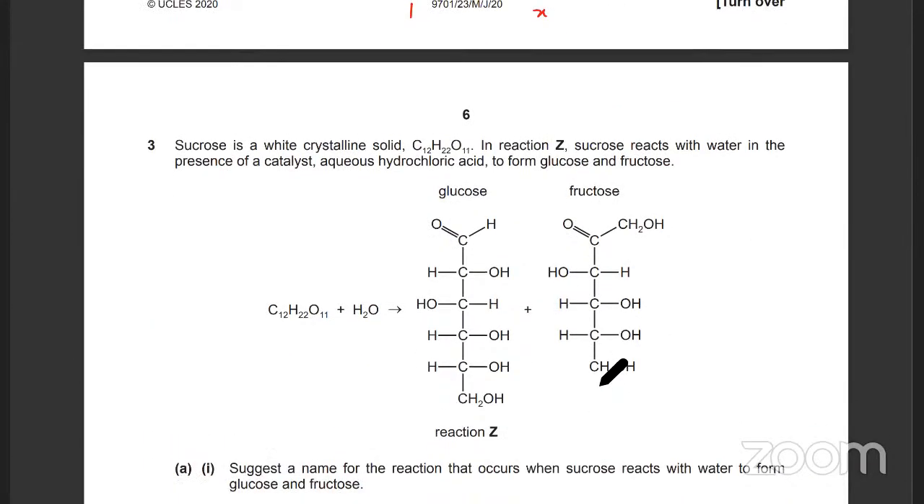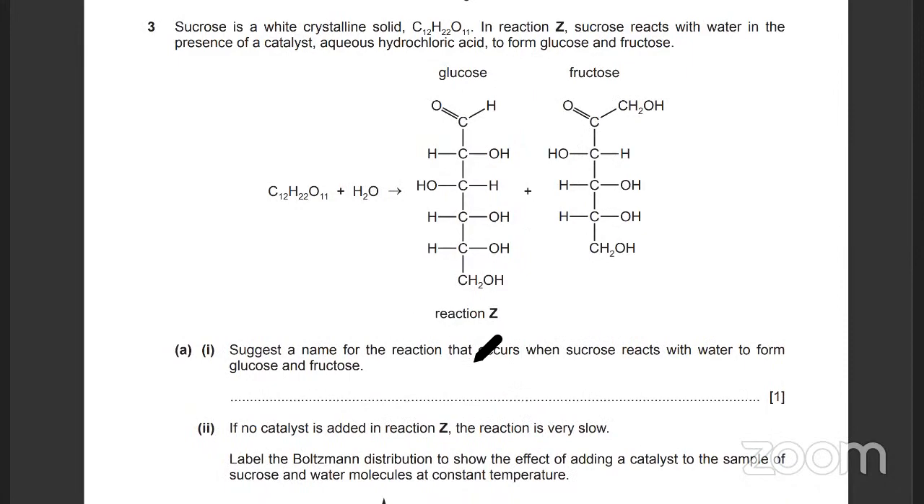That's the next part. Suggest a name for the reaction that occurs when sucrose reacts with water to form glucose. Sucrose is a white crystalline solid that reacts with water and aqueous hydrochloric acid. What is happening when a molecule of water gets added and the molecule breaks down into 2 pieces? What name is given to that reaction? Hydrolysis. Okay, that's hydrolysis.